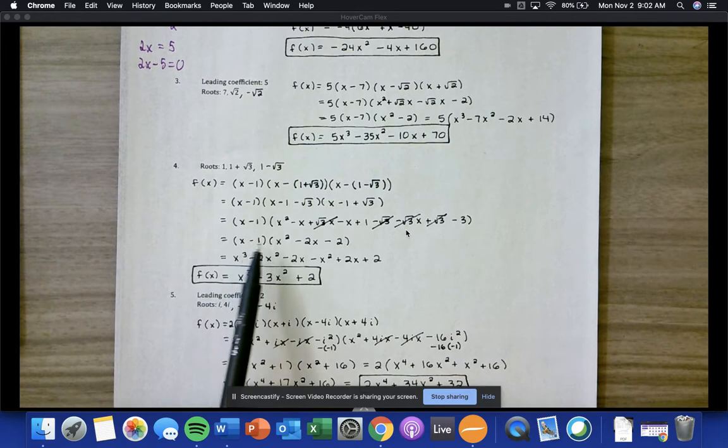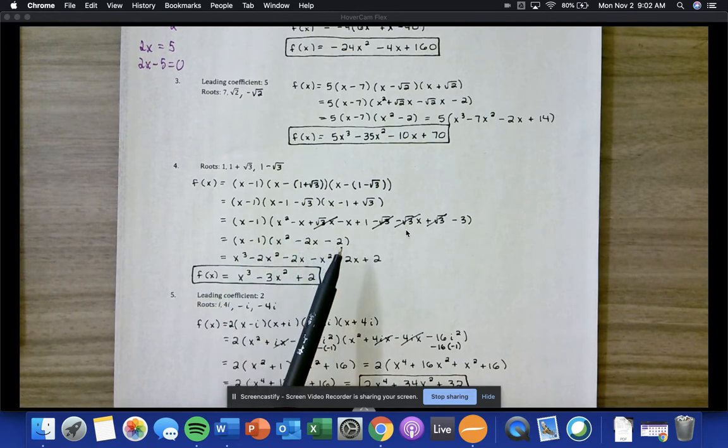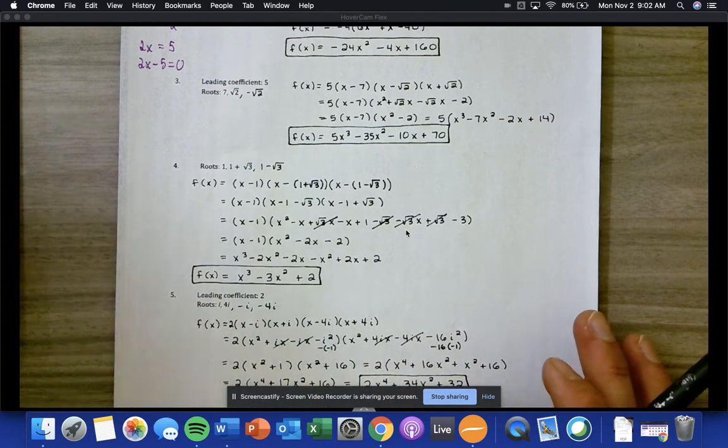Then we'll have to do that one more time when we distribute this x minus 1 into the problem. We end up getting x cubed minus 3x squared plus 2.